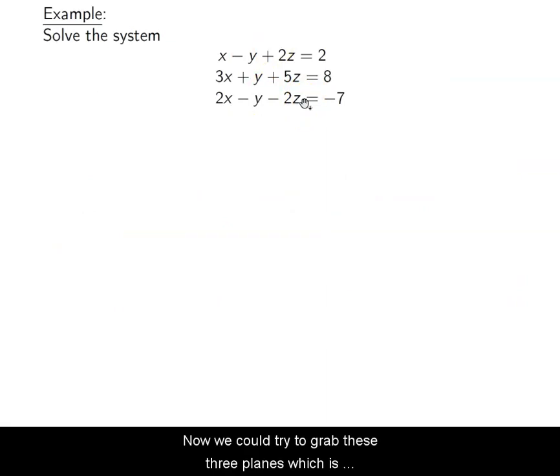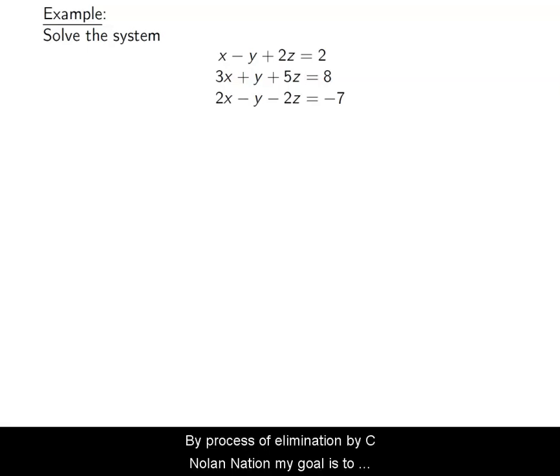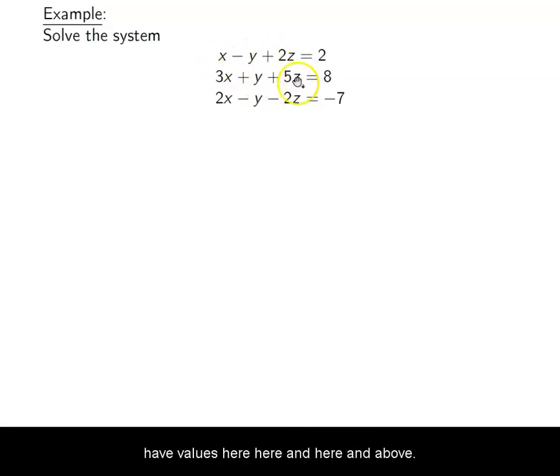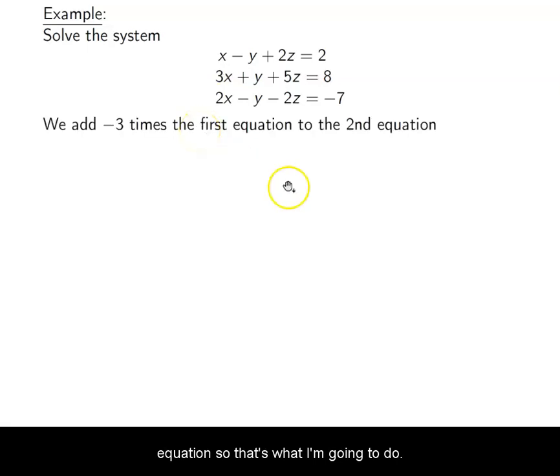Okay, now we could try to graph these 3 planes, which is extremely difficult to do, which is why we have algebra, right? So we're going to go ahead and try to solve these by process of elimination, Gaussian elimination. My goal is to have values here, here, and here, and above, but have everything else below being 0. I like having just an x value where it is, because if I want to get rid of this equation, I can multiply this equation times -3 and then add these two together, and my result will eliminate this x variable in the second equation. So that's what I'm going to do first.